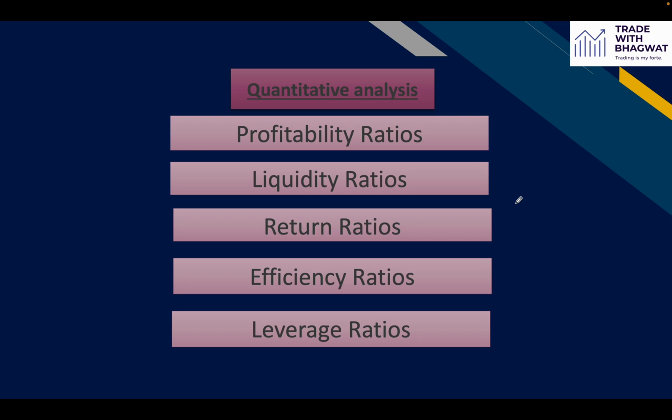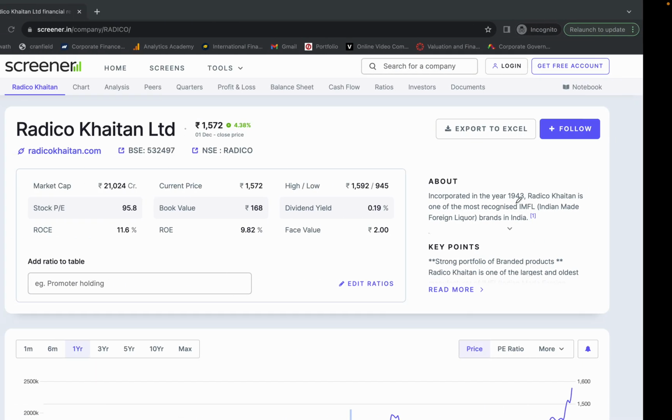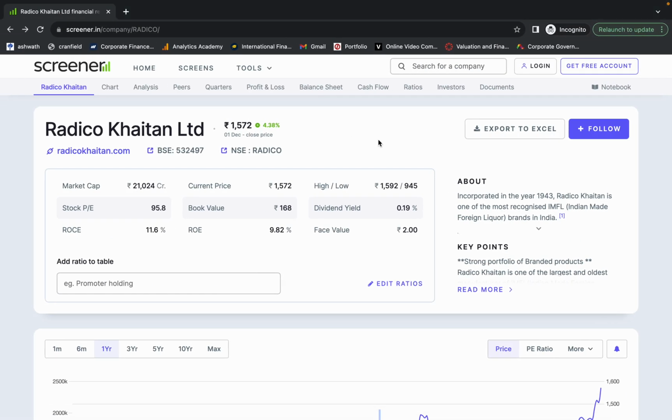That's it. So what we learned is the profitability ratio, liquidity ratio, return ratio, efficiency ratio, and leverage ratio. And I'm promising you here itself that in the next video, I'll try to give you 20 parameters which I look at in a specific stock. And obviously this is going to be with my favorite stock called Radico Khaitan.